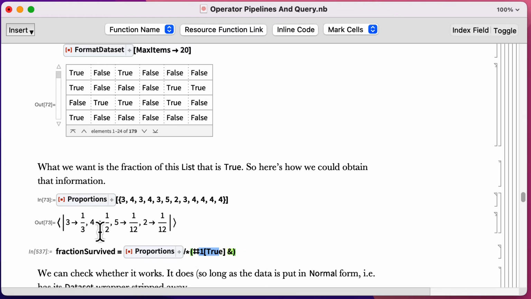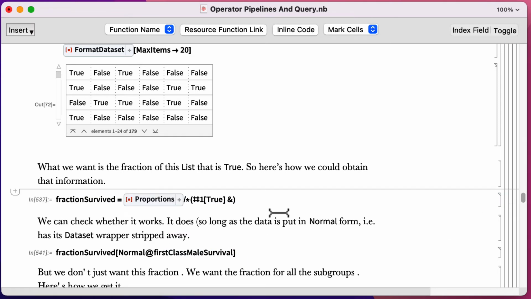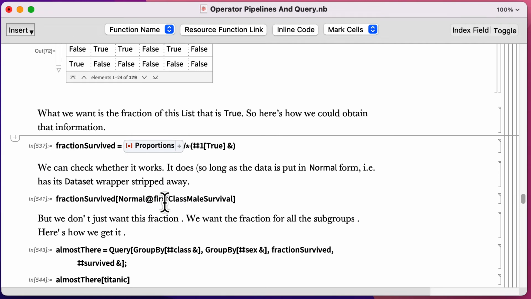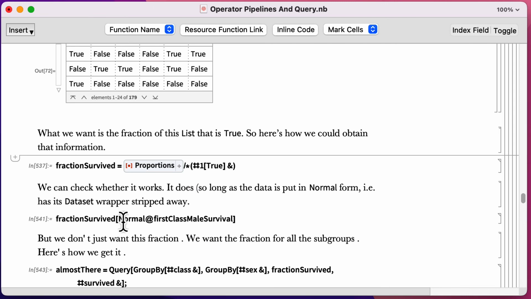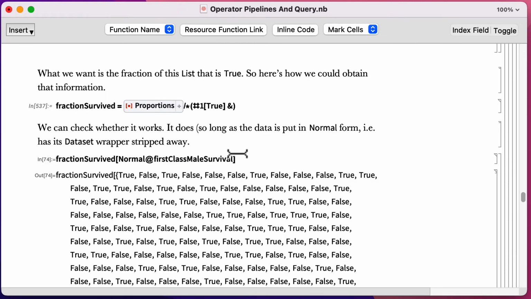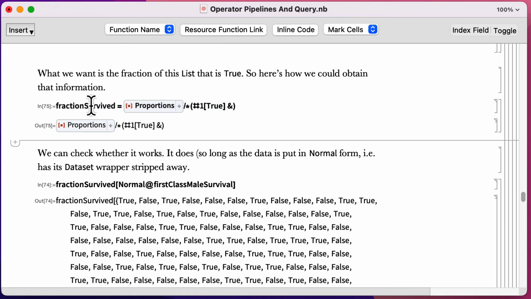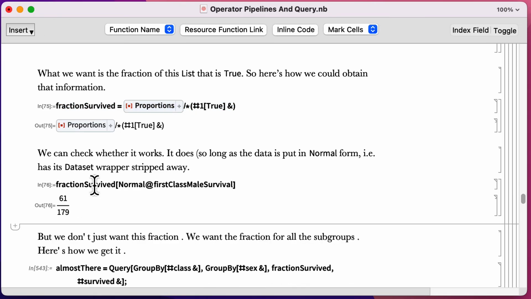That's what that little function does, and you can see the right composition here. Okay, so just so you're clear on that, supposing we take this first class male survival here, I'm going to normal it for reasons that don't need to concern us, and I'm going to take the fraction that survived. And the reason that it failed is I forgot to evaluate this line of code. Now it's evaluated, and now it's going to work flawlessly. And it turns out that of males in first class, 61 179ths survive.